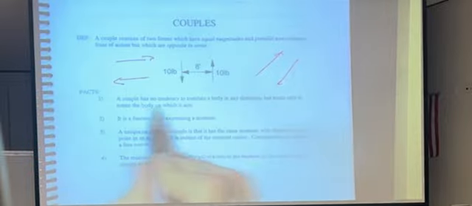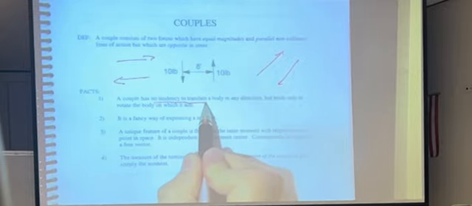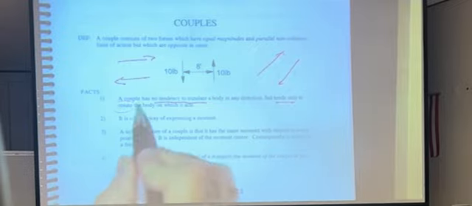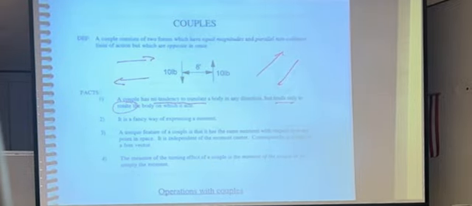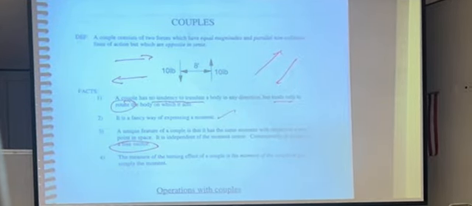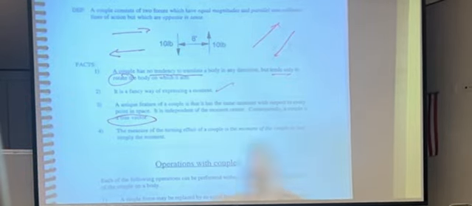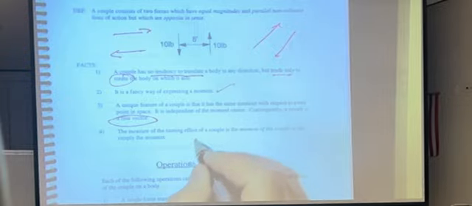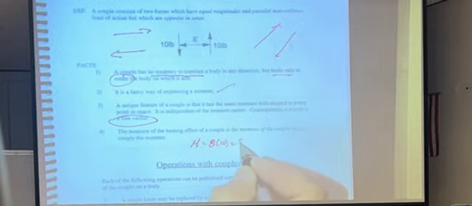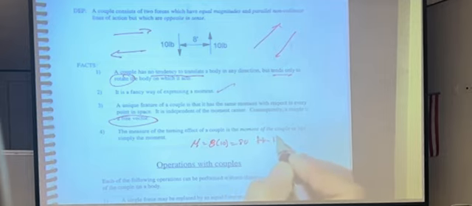So please note, a couple has no tendency to translate, only to rotate a body, so it's a moment. It's a fancy way of saying moment. The unique feature is that it is a free vector, can go anywhere you want it to go. And the measure of the turning effect of the couple is the moment of the couple, or just simply the moment. And in this case, moment's equal to 8 times 10, or 80 foot-pounds. That's it.